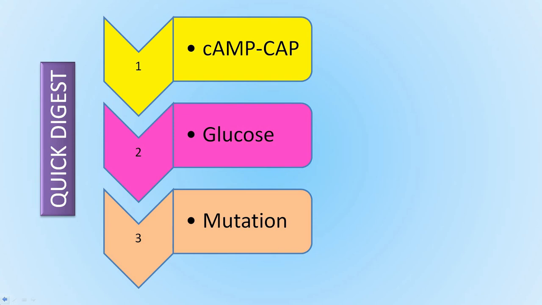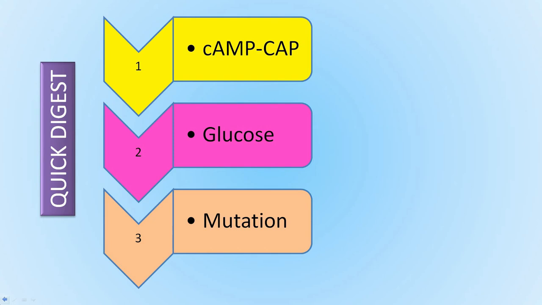Thus, for strong induction or activation of the Lac Operon, or turning on the Lac Operon, both cAMP and CAP must be present. Number 2, what is the role of glucose? We know that glucose and cAMP are inversely proportional. If there is a high level of glucose, then there will be a low level of cyclic AMP. And if there is a low level of cyclic AMP, it directly affects the binding of CAP to the CAP binding site and hence transcription. Thus, for strong induction, the level of glucose must be low so that a high level of cAMP can be maintained for its binding to CAP to form the CAP-cAMP complex.